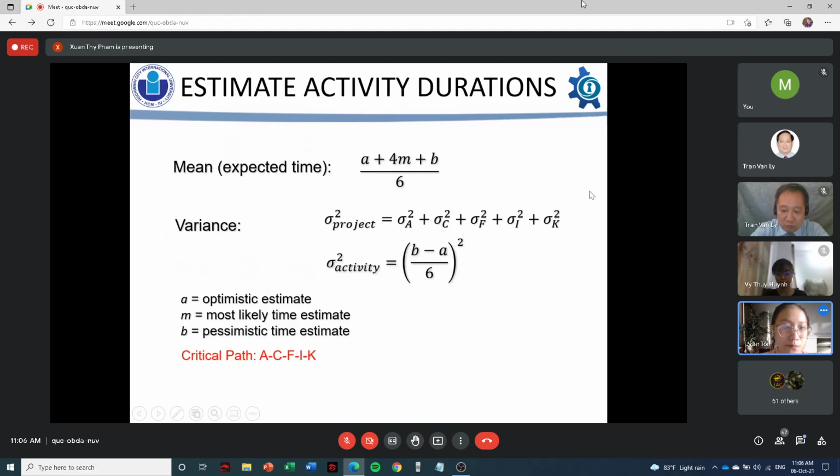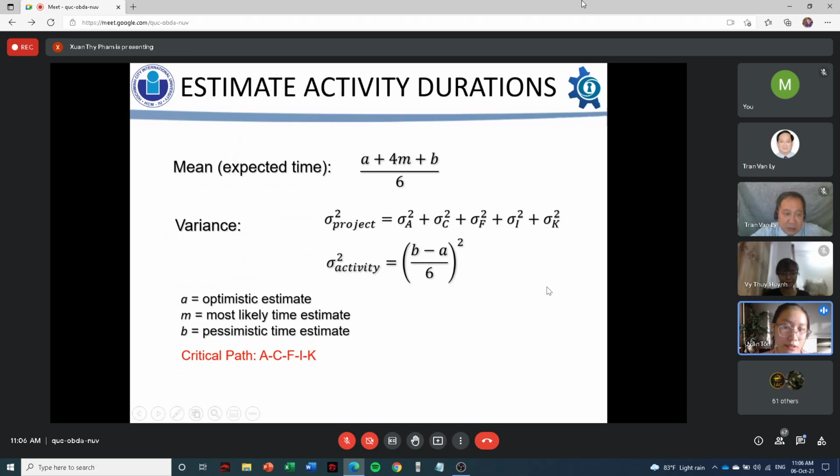Next slide, please. After finishing sequencing, we need to estimate the activity duration. An activity duration can be calculated using this expected time formula, which is the mean formula you can see on the screen. Here, A is the optimistic time, M is the most likely time, and B is the pessimistic time. The variance of an activity can then be calculated using (B minus A) divided by 6, squared.